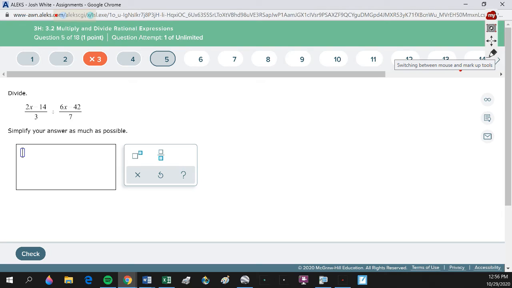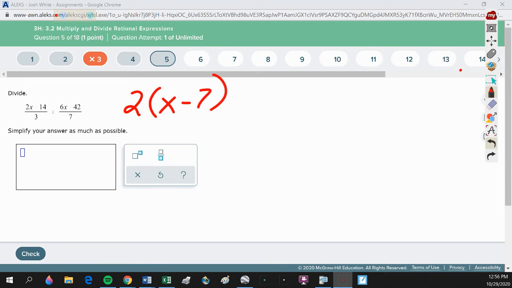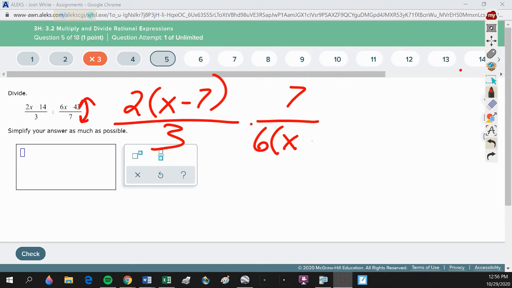So now we have things that we need to factor, and there's a division. So the left side would be 2 times x minus 7, and the right over 3. Multiply, and again we have to invert this. So 7 on top, and 6 times x minus 7 on bottom. So the x minus 7's cancel. The 2 goes into 6 3 times. So the final answer is 7 on top and 9 on bottom. Does that make sense?